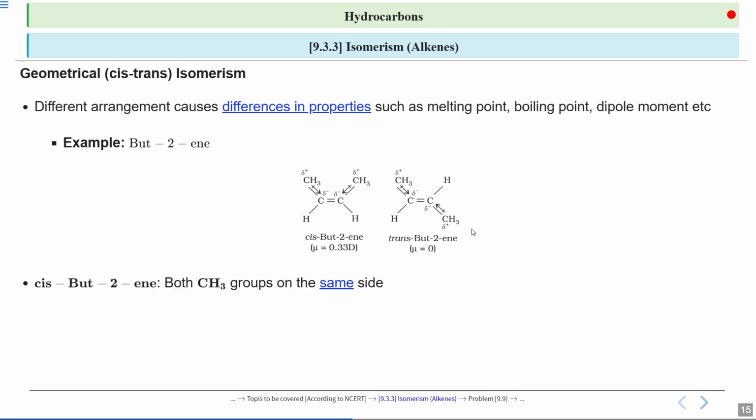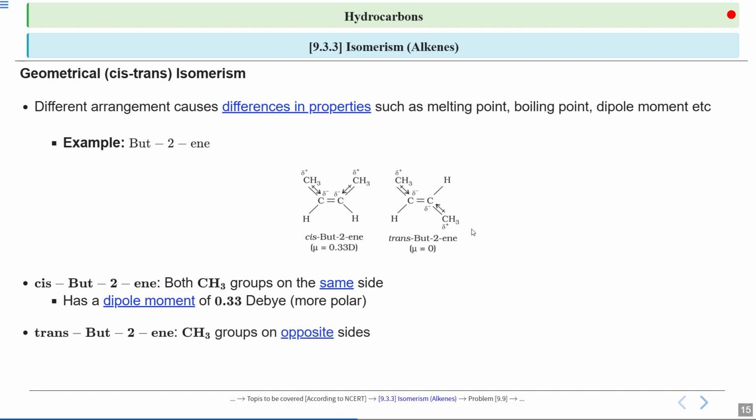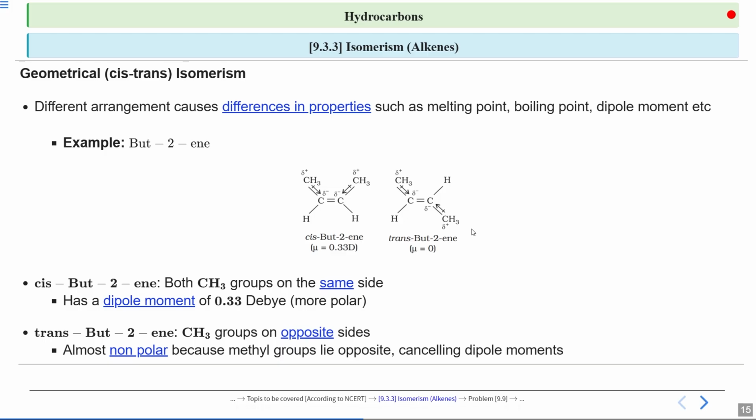Now, this arrangement affects the molecule's properties. If you consider the dipole moment, it is 0.33 D, making it more polar. This means it has a slightly higher charge separation, which can influence how it interacts with other molecules. Then, if you consider trans-but-2-ene, in this case the CH3 groups are present on opposite sides of the double bond, which changes its properties. Trans-but-2-ene is almost non-polar because the methyl groups are on opposite sides, which cancels out the dipole moment. This means it has little to no charge separation affecting its interaction with other substances.